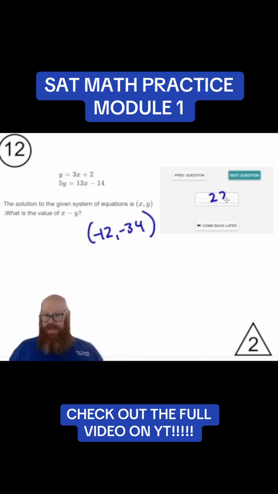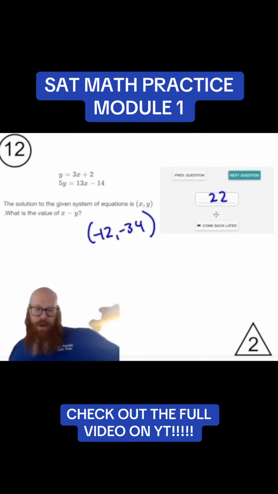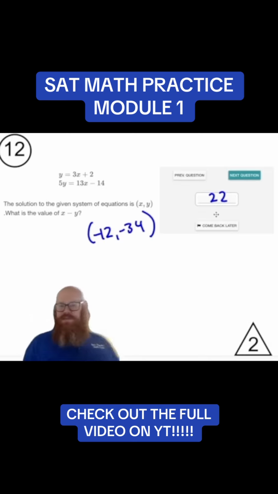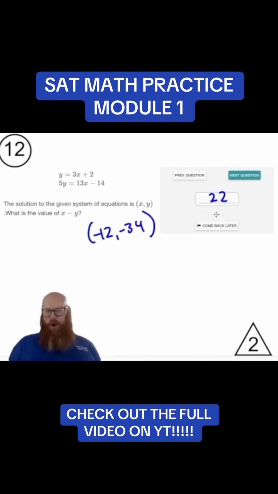I understand that all of us are capable of doing negative 12 minus negative 34 is negative 12 plus 34, which is 22. I just urge you to have the calculator. Use Desmos when necessary, and always have your TI-84 right there, and let it do this kind of math. Let it reduce fractions for you.